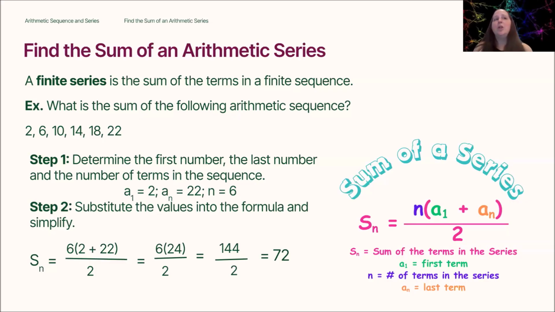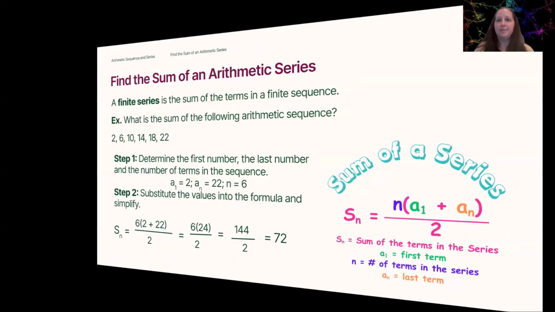Okay. So I know my first term is 2. So a sub 1 equals 2. My last term in my sequence is 22. And I know that there are 6 terms in the sequence. So I substitute those values in for n, a sub 1, and a sub n. Okay. So I get 2 plus 22, which equals 24. 24 times 6 gives me 144, and 144 divided by 2 gives me 72. So the sum of the sequence is 72.